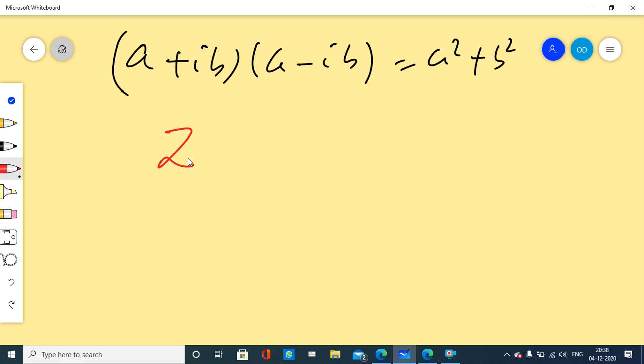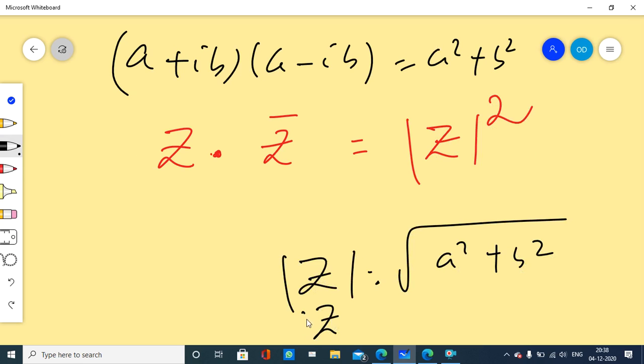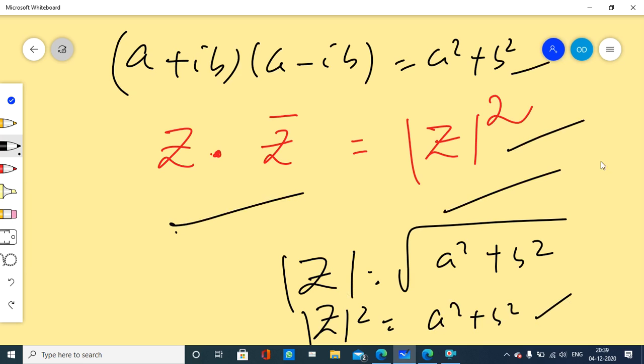What is this? This is z. What is this? Its conjugate. Z into Z conjugate is equal to, what is this? Isn't this the square of mod of Z? Because what is mod of Z? Root over a square plus b square. What is the square of mod Z? Just take out the square root sign. You get it? So you have to keep this in mind. Okay, so take the screenshot.